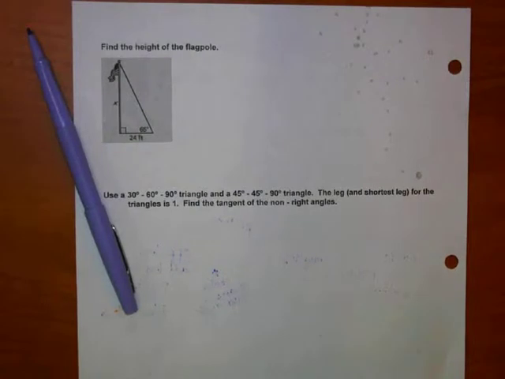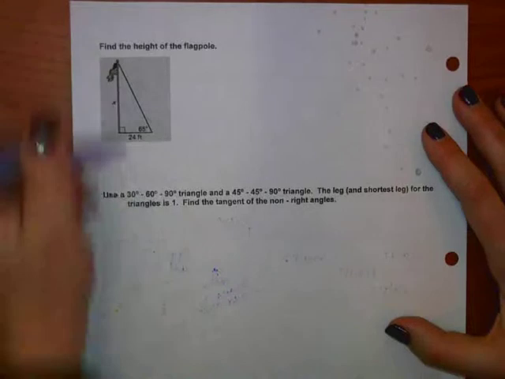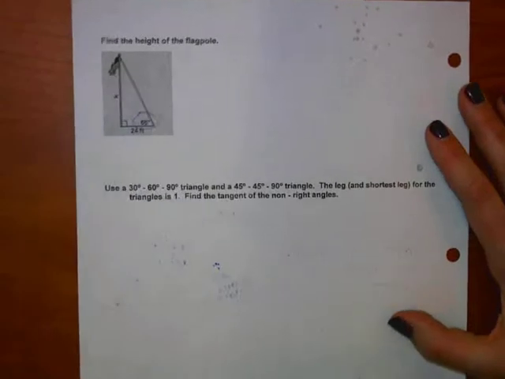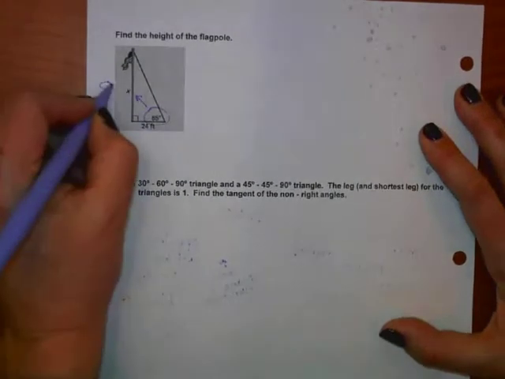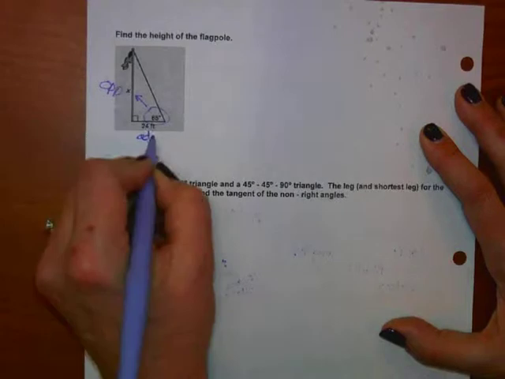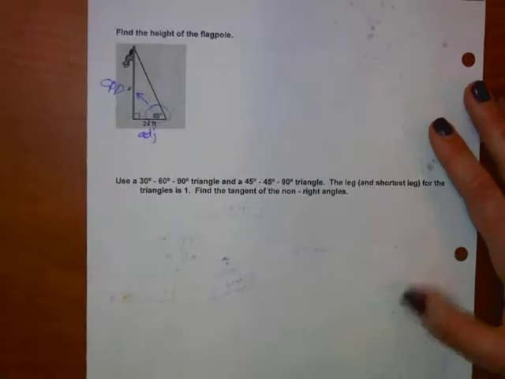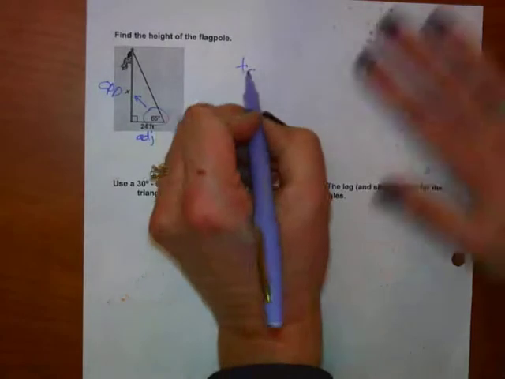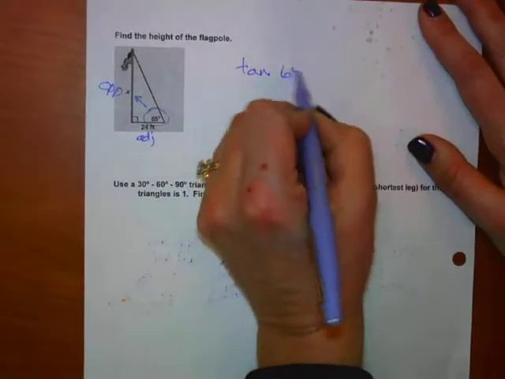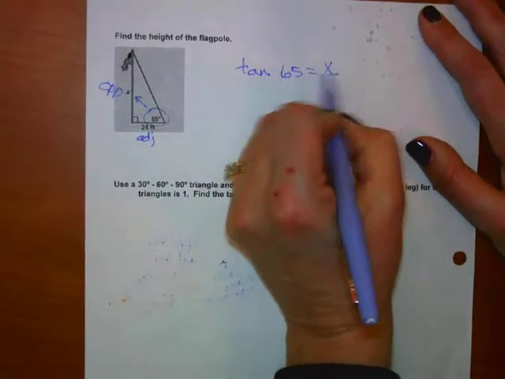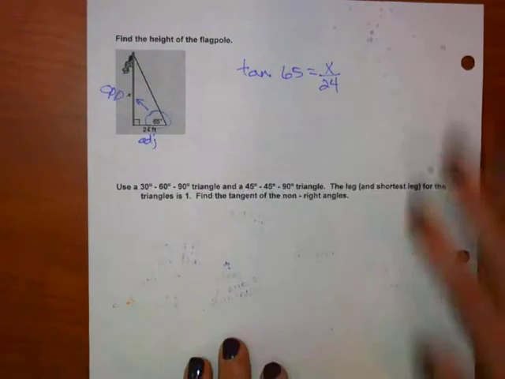So here's my given angle. This is the opposite and this is the adjacent. So let's find out how high that flagpole is. Tangent of 65 equals x over 24. Tangent of 65 is just a number. I get it off the calculator.